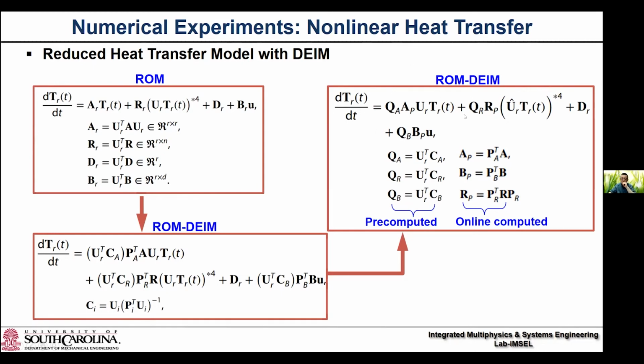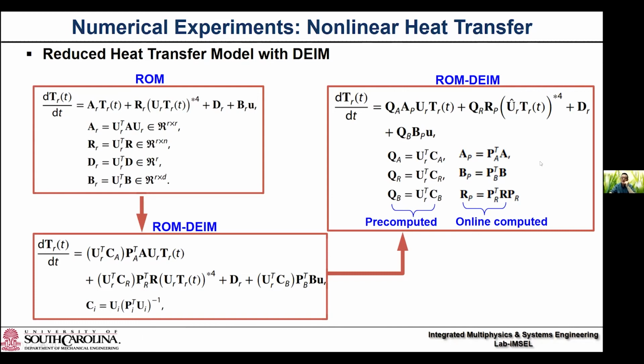And then this is the ROM DEIM in the final form. Here you can see that this QA is UR transpose times CA. CA is defined here. This part can be pre-computed. In other words, in the online simulation, you don't need to do anything about it. This can be calculated before, and then only this part, the A, B matrix, and even this R matrix, you only need to assemble them and calculate them at those very important sparse locations. This one can be done very quickly.